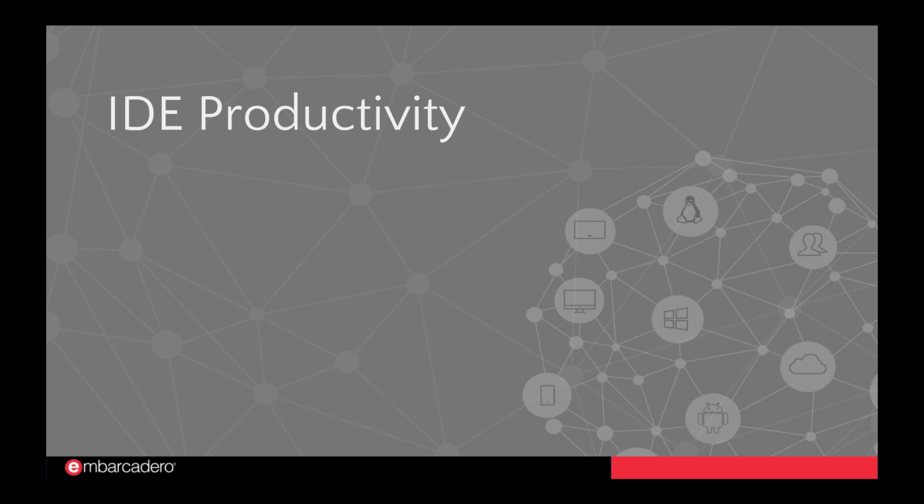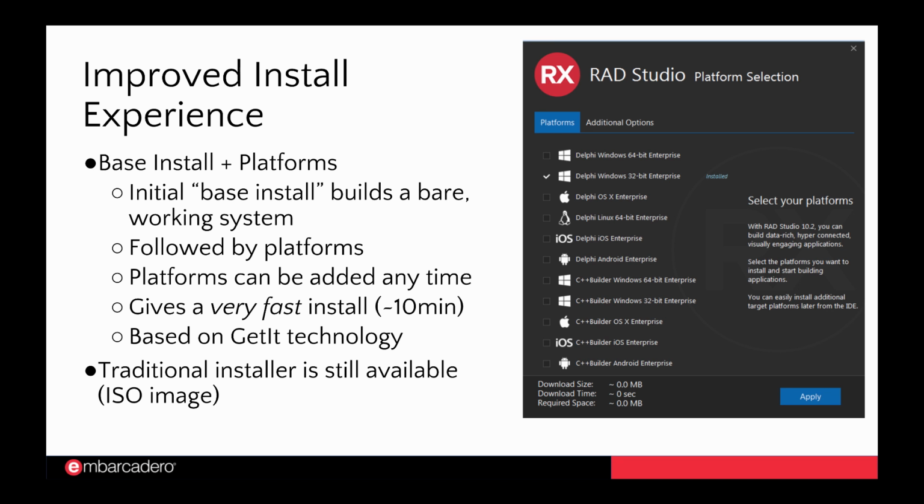Let's have a look at some of our IDE productivity features that we've added recently. So very recently we improved our install experience, and we have a fantastic installer that installs a base version of the IDE. That base install is just a bare working system. It is the IDE without actually Delphi or C++Builder installed, but you can still use it for text editing or similar. Then you can install a number of platforms and languages into the IDE. Now they can be added or removed at any time, and it gives a very fast installation. It's based on the same technology as GetIt, which is our package manager.